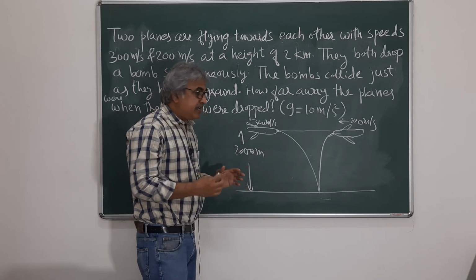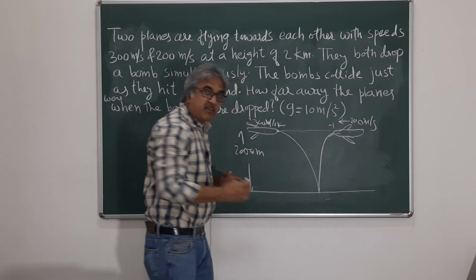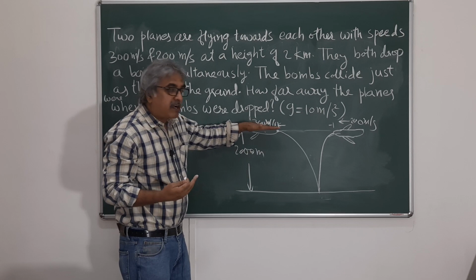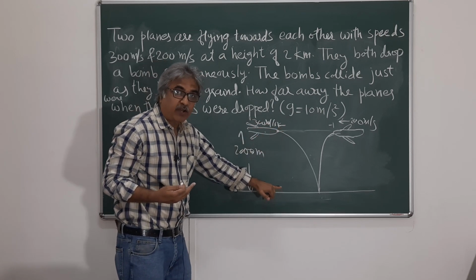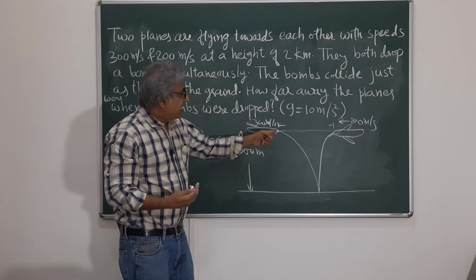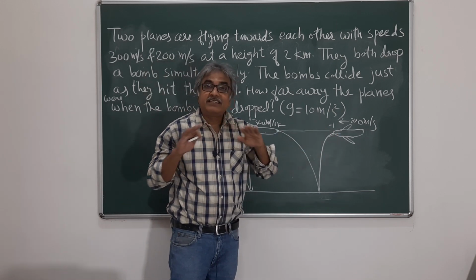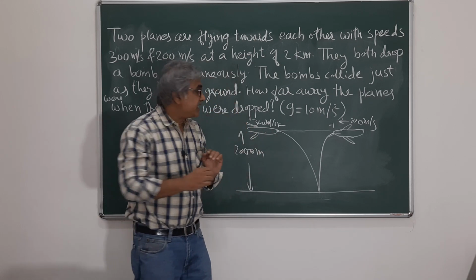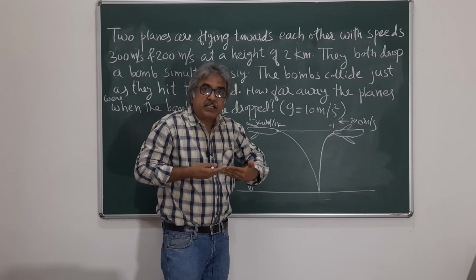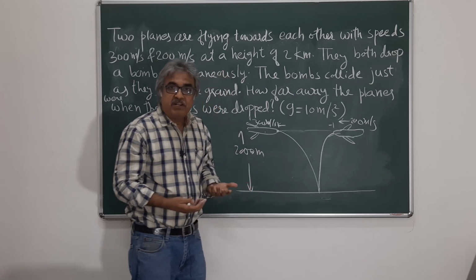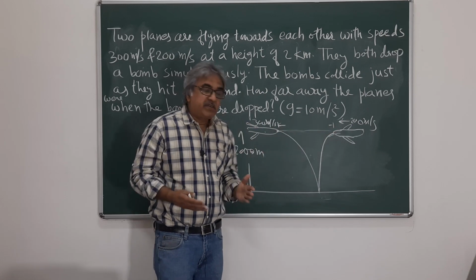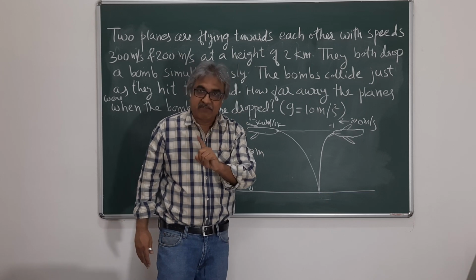Now what we are asked to find is what is the distance between these two planes when the bombs are just dropped. Now see, this is how you will solve this. First, we would find out the time required for the bombs to reach the ground. The bombs are moving horizontally and they are traveling vertically. Note that the initial vertical velocity of both these bombs is 0. They have horizontal velocity, but their vertical velocity is 0. They are from the same height, and the acceleration is 10 meters per second square, which is constant and same for both the bombs. That means they are going to reach the ground in the same time. The time required will be same.